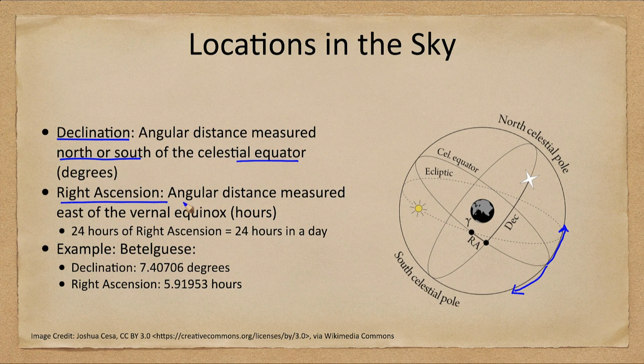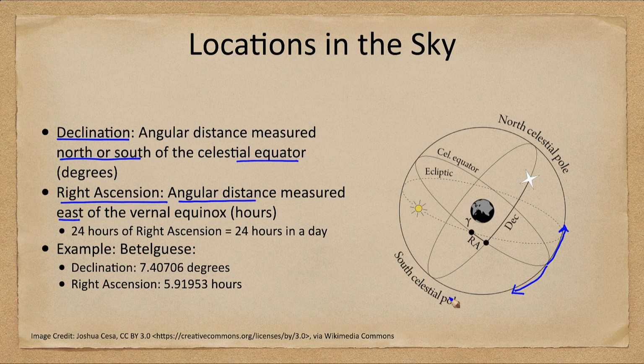The right ascension is an angular distance measured east. Now note that that's a difference from longitude. In longitude, we have east and west longitudes. In the sky, we measure only east. So we measure all the way around, and we don't measure it in degrees as we do with longitude, latitude and declination. We measure it in hours. So there are 24 hours in one day.